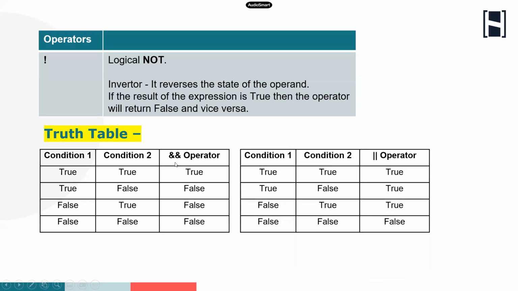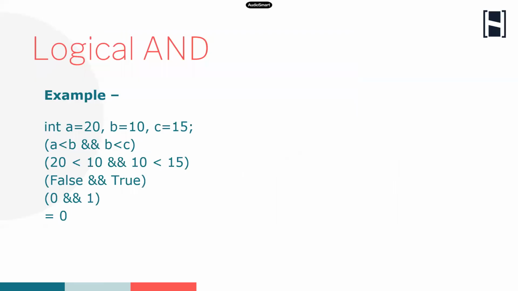Now, looking at my OR operator, same two conditions, trying out all the possible combinations. You see here what happens if any one of my conditions is true. True, true: true. True, false: true. False, true: then also true. So if any one of my conditions is true, the result is going to be true. If both are false, then the result is also going to be false. So this is how my OR operator is going to work for us.